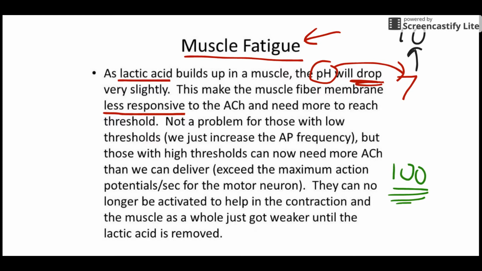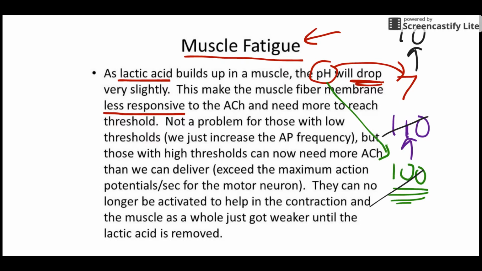All right. Well, if with pH that number changes and all of a sudden you need 110 acetylcholine, we can't do that. We can't produce enough acetylcholine in that period of time, so this muscle fiber no longer contracts. So your muscle just got weaker. And the more you exercise, you'll drop out more of them. So the ones that needed 90 acetylcholine will not be able to reach threshold anymore.